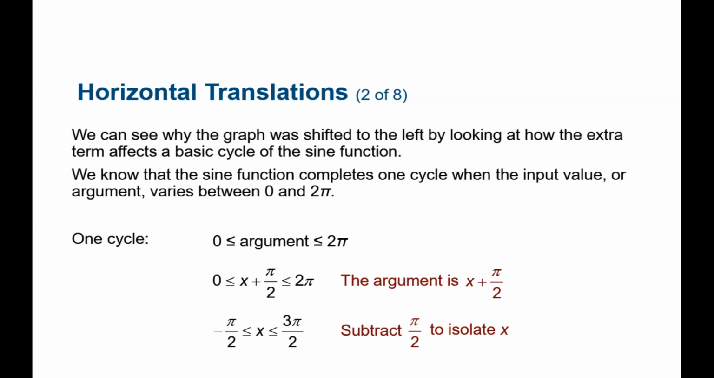We know that the sine function completes one cycle when the input value, or the argument, varies between 0 and 2 pi. In this case, our argument is x plus pi over 2. Subtract pi over 2 from both sides, we get negative pi over 2 on the left. Subtract pi over 2 on the right, we have to find a common denominator: 2 pi times 2 is 4 pi, minus pi, gives 3 pi over 2.